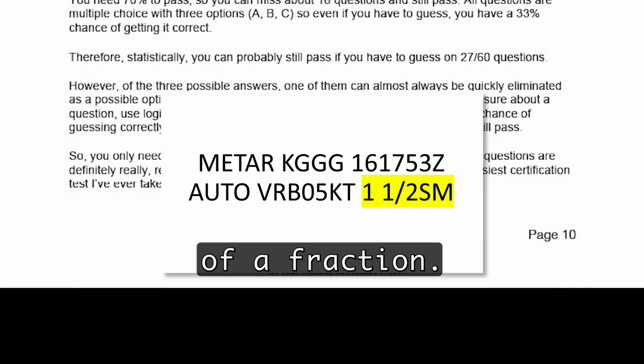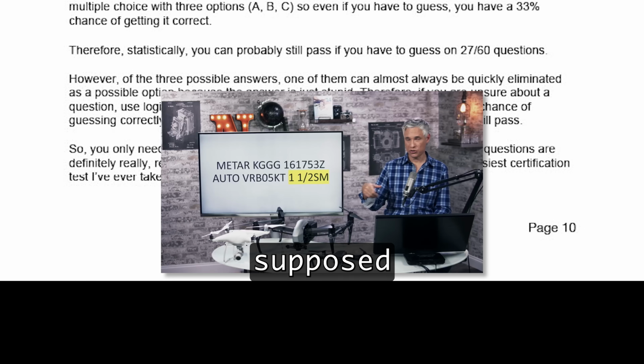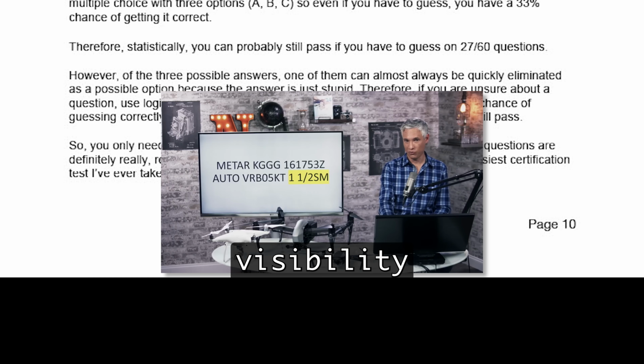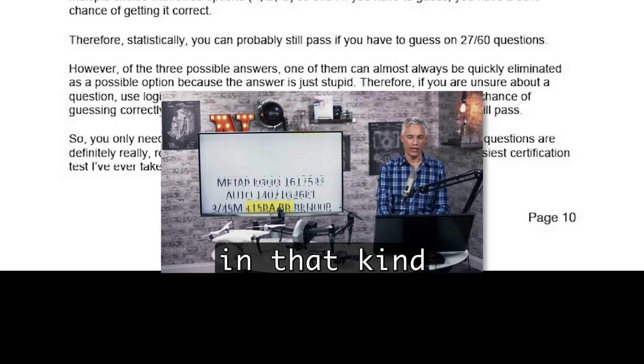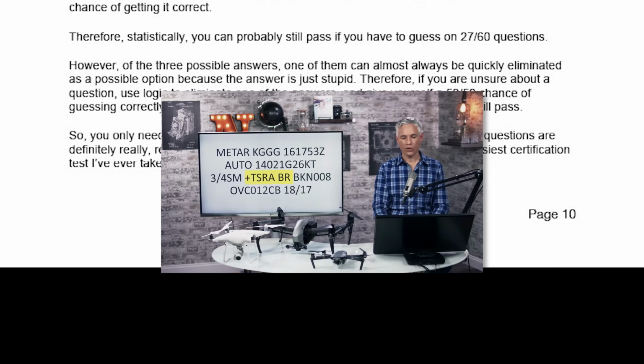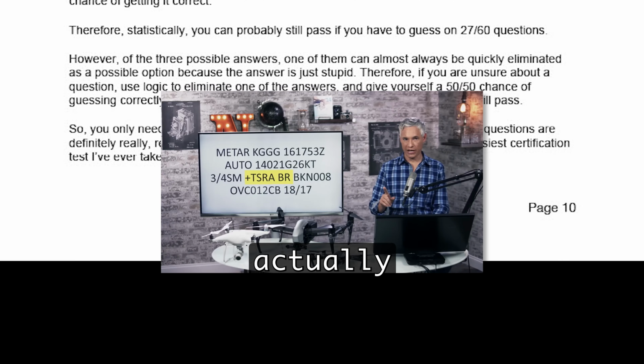Another example of a fraction, this means 1.5 statute miles of visibility. So for both of those, you're supposed to get 3 statute miles of visibility before you fly your drone. So this would indicate that you shouldn't be flying your drone in that kind of weather. And then here we have an indication of what the weather is actually like.